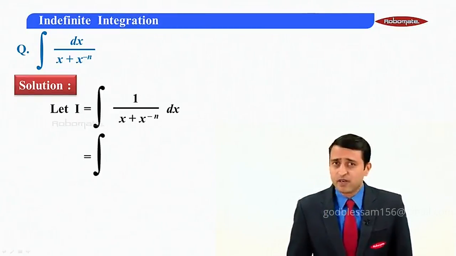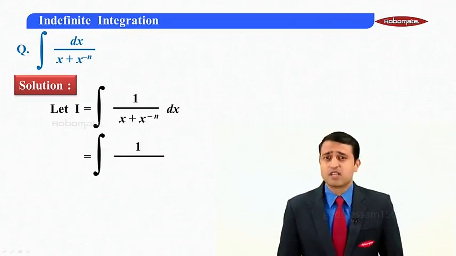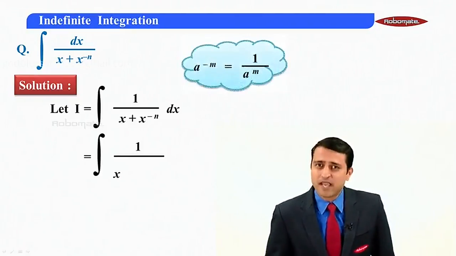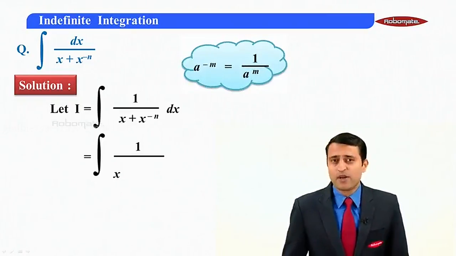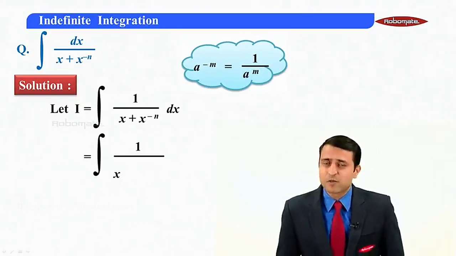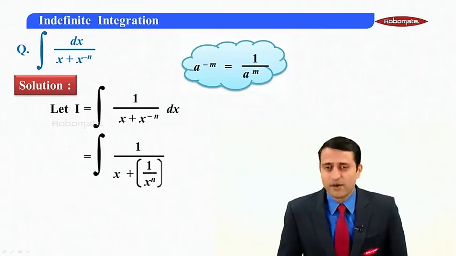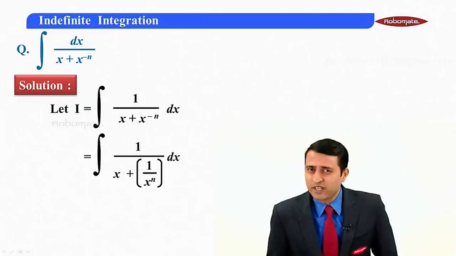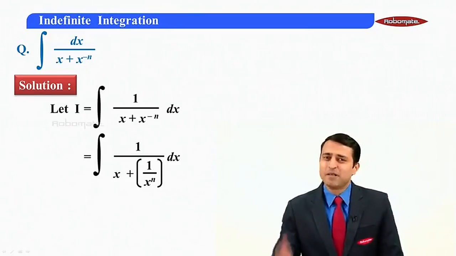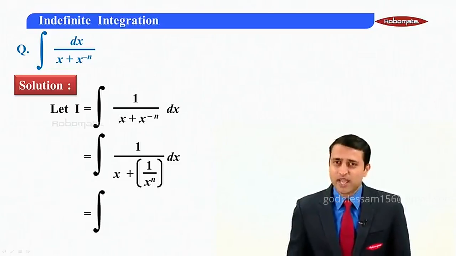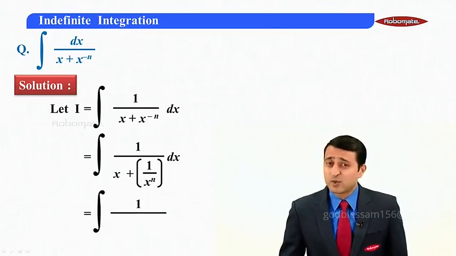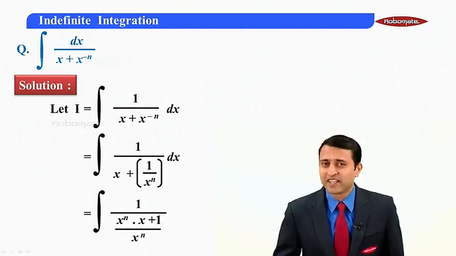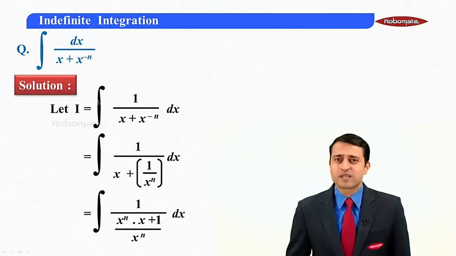So we have the integral of 1 upon x plus. Now in a different form means we'll go to 7th standard, which says a raised to minus m is equal to 1 upon a raised to m. So likewise x raised to minus n will become 1 upon x raised to n. Is that okay? Now students, the next step is also pretty obvious. The next step is taking LCM. So let's take LCM in the next step to get 1 upon x raised to n into x plus 1, the whole divided by x raised to n. Do not forget this x raised to n. Obviously the dx has to be there.